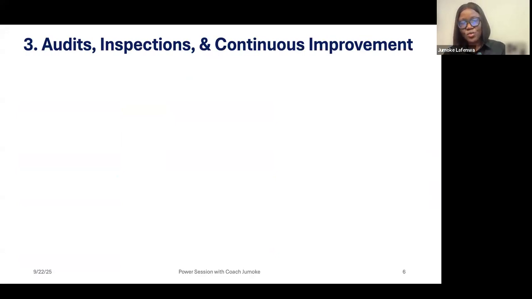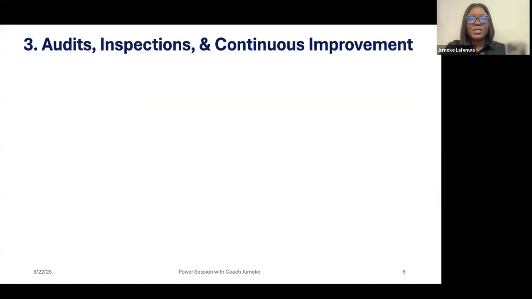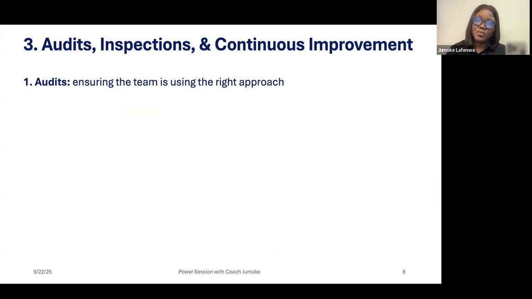So the processes that go on with these tools are audits, inspections, and continuous improvement. Continuous improvement means that you are improving continuously. You don't settle. So when we say audit, this is where you are ensuring the team is using the right approach. So you pick this, you check, all right? And it is process focused, because you are checking process. From A, you move to B, then you go to D. So you are auditing that those steps are adhered to.